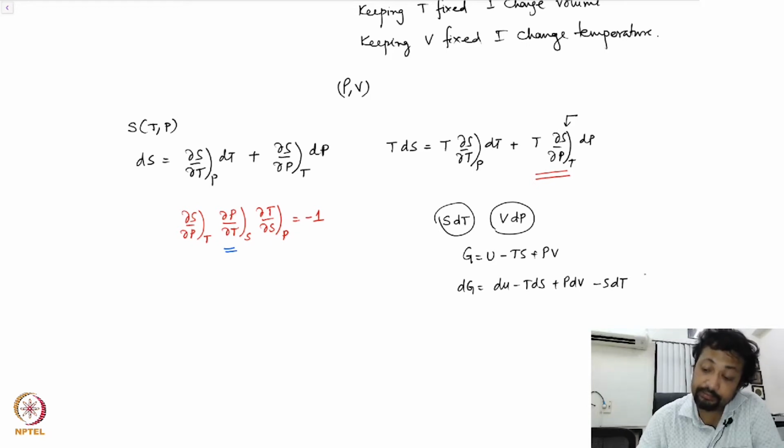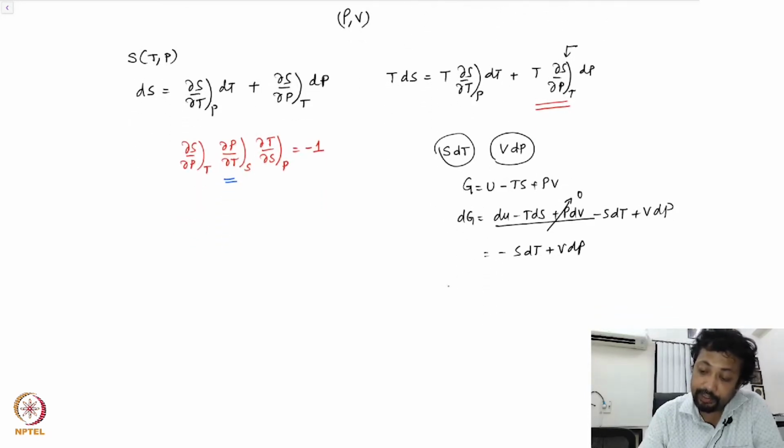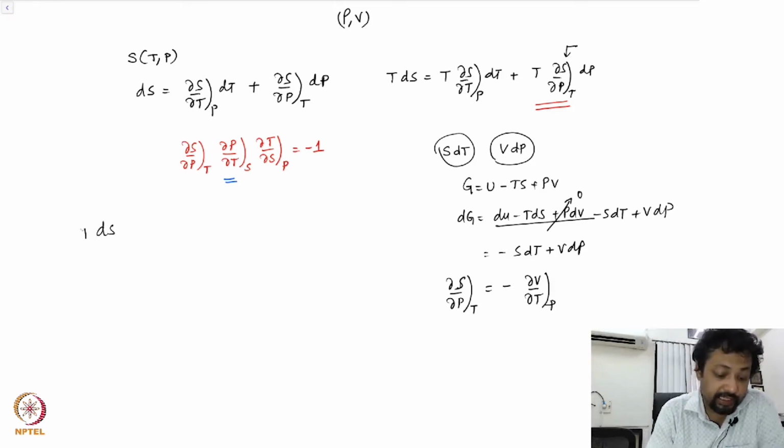Minus TdS plus VdP, which by the first law is 0. Therefore, del S del P at constant temperature is minus del V del T at constant pressure. So your TdS is T del S del T at constant pressure minus T del V del T at constant pressure dP, correct?